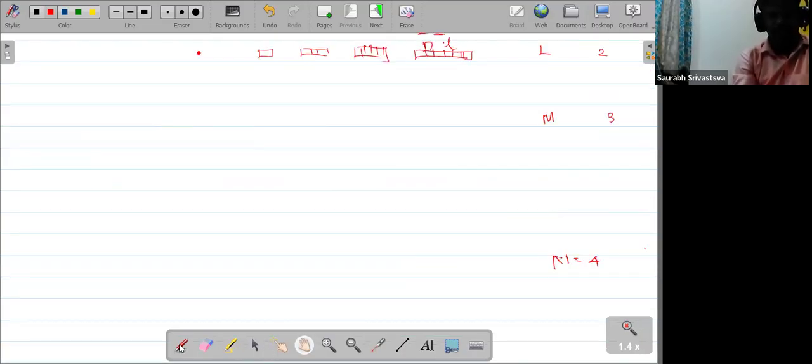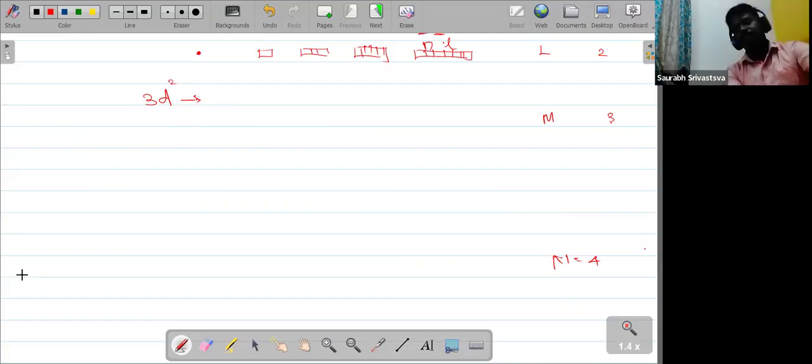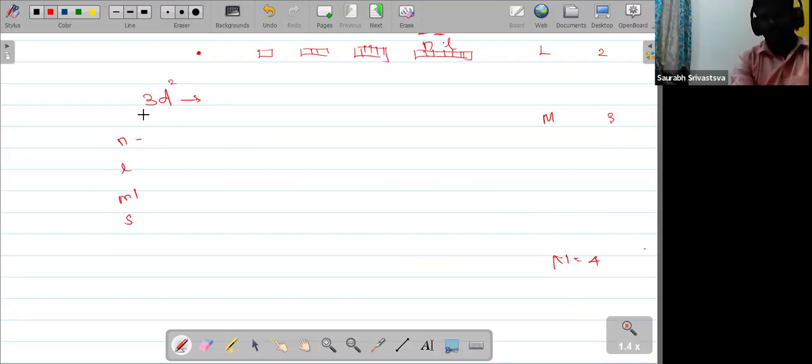Suppose they ask the question: what are the quantum numbers of the 3d2 orbital? Suppose they ask for 3d2, what are the n value, l value, ml value, and the s value? If they ask the question, what can we write?